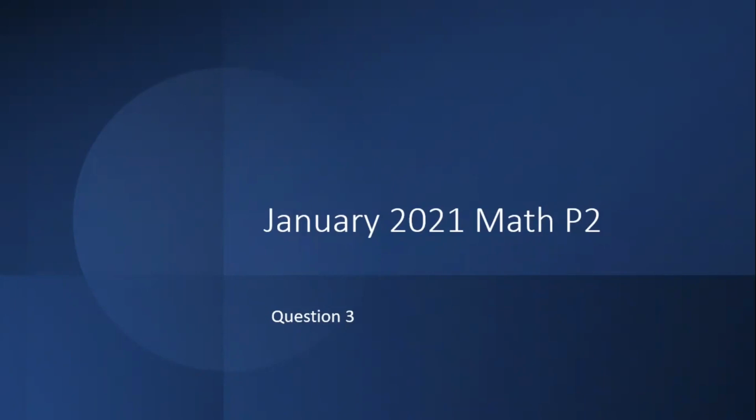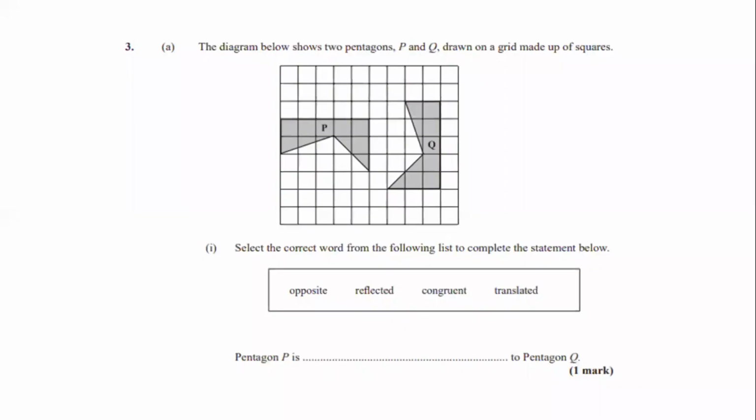So here goes. Question 3 says the diagram below shows two pentagons P and Q drawn on a grid made up of squares. And they've shown us the two pentagons, and it says select the word from the following list to complete the statement below. So we have opposite, reflected, congruent, and translated. And then the statement goes: pentagon P is dash to pentagon Q. So we're filling in that dash with one of those words.